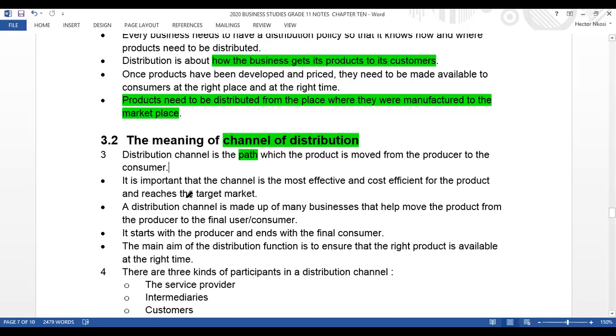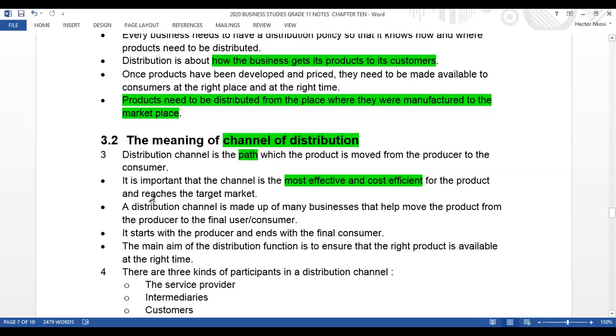So it is important that the channel is the most effective and cost efficient for the product and reaches the target market, right? We must try by all means that the channel in which we distribute our product is the most effective and cost efficient one. Very important, because remember, as a business, we are trying by all means to do what? To minimize costs, isn't it? We have to try by all means to minimize costs.